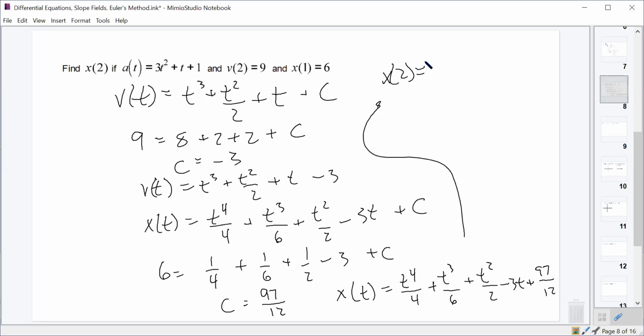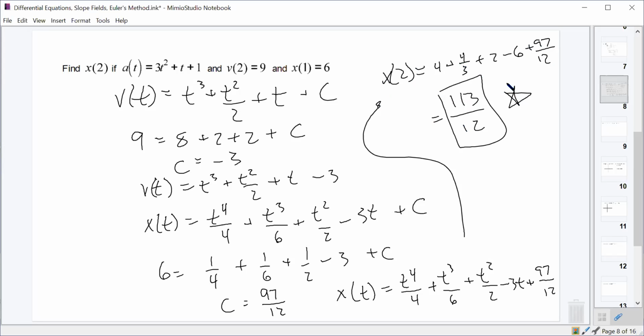And it's not a huge deal, I'm sure you can all evaluate this, but 4 plus 4/3 plus, what's that, 2 minus 6 plus 97/12. 4, 2, negative 6 will cancel. That's nice. So this is just 16/12 plus 97/12, which ought to be 113/12. Good or no? That's what y'all got? Yep. Perfect. All right.